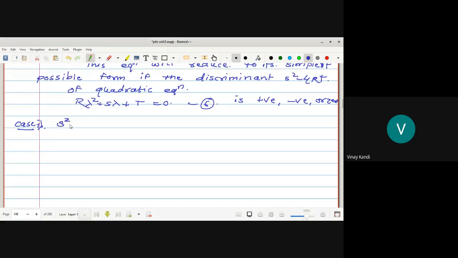What is case number 1? S square minus 4rt is positive, that is greater than 0. Thus the equation 6, this is the quadratic equation. If in a quadratic equation b square minus 4ac is greater than 0, the roots are distinct and real. So in this equation, equation number 6 has real and distinct roots.